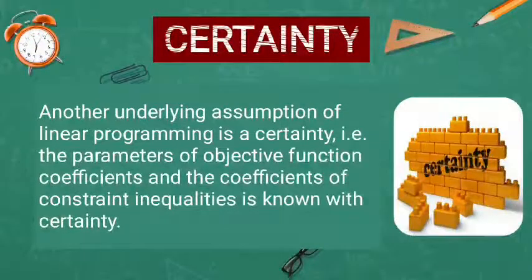The next one is certainty. In all LPP models, it is assumed that all model parameters, such as availability of resources, profit or cost, contribution of a unit of decision variable and consumption of resources by a unit of decision variable, must be known and constant.